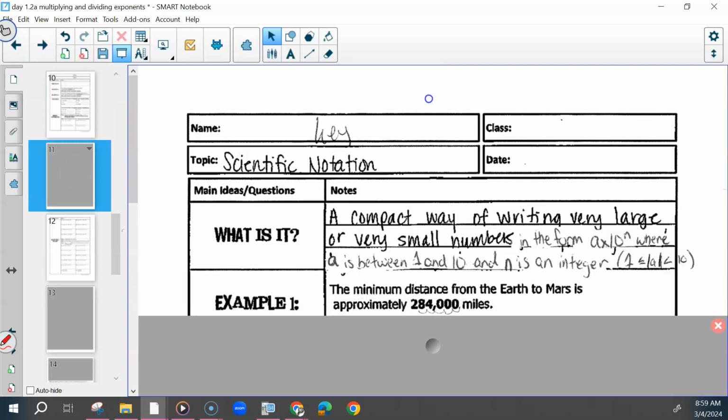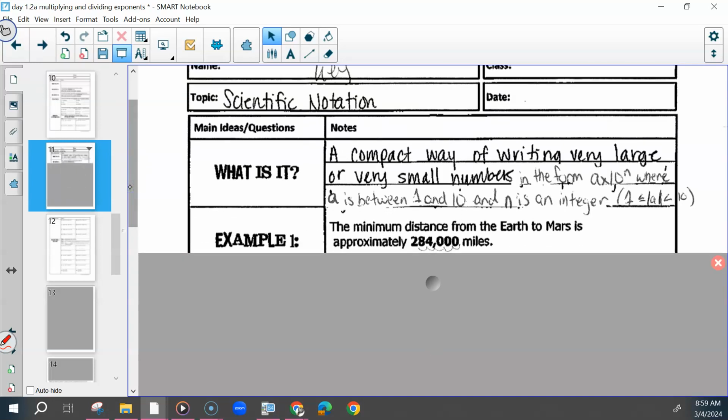Go ahead and write this down first. Some of this was already there, and then I changed some of it, so I'll read it out loud. Scientific notation is a compact way of writing very large or very small numbers in the form a times 10 to the n, where a is between 1 and 10, and n is an integer. And usually your a value is positive.